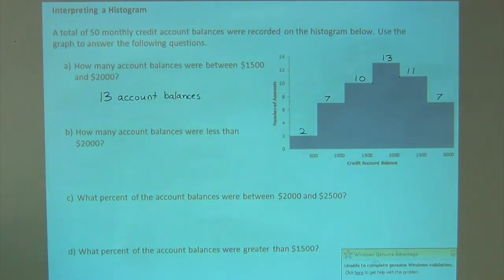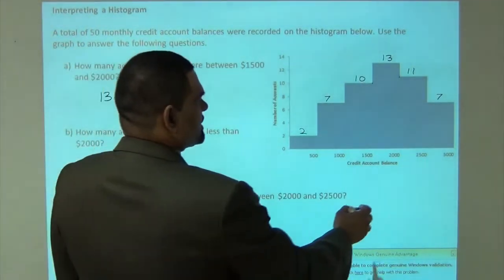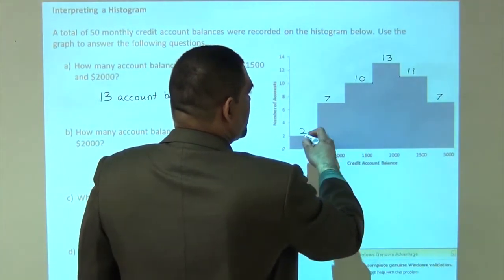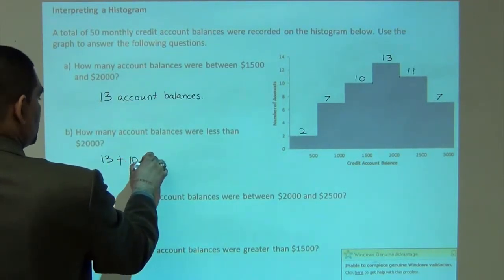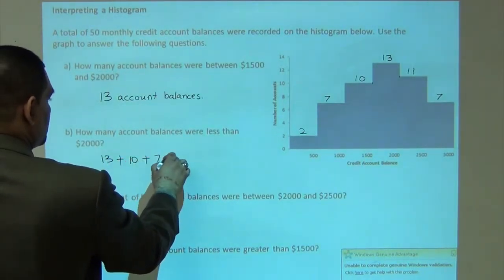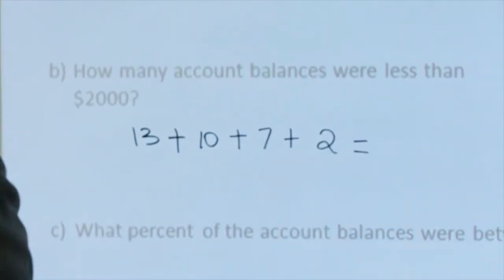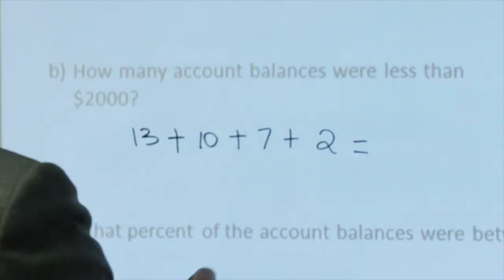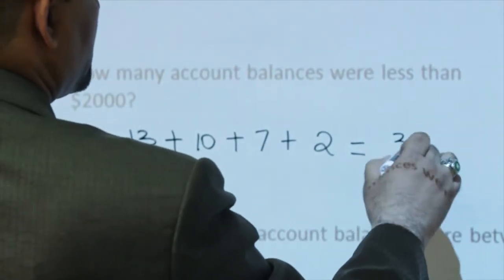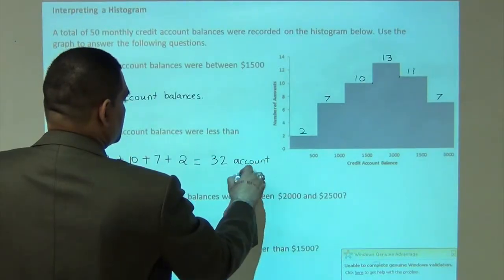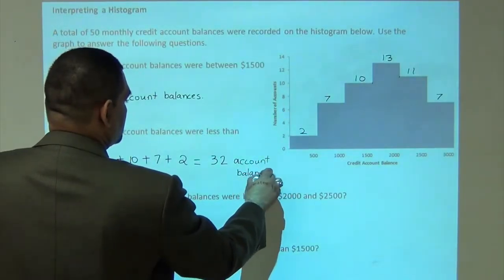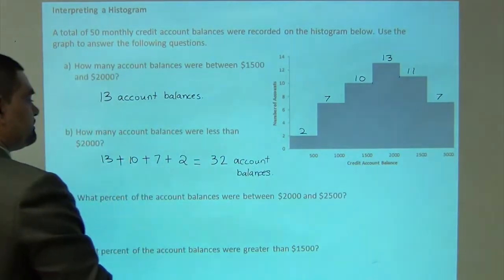The second question: how many account balances were less than 2,000? Less than 2,000, going backwards from this one, we're going to have 13 plus 10 plus 7 plus 2. If we add those accounts, we should get 32, and that is 32 account balances.